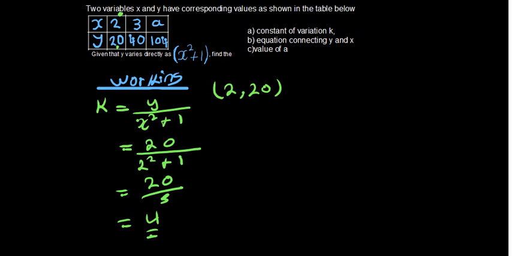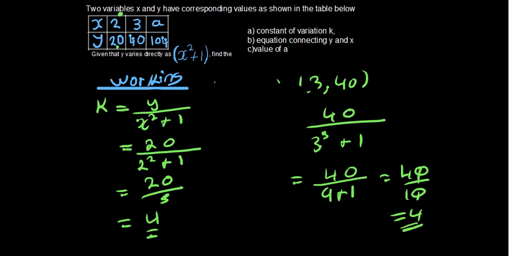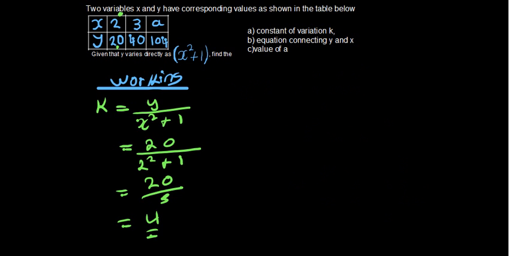And let's say we didn't get 2 comma 20. Let's say we got 3 comma 40. Let's see if we are still going to find a 4. So our value of y is 40, divided by 3 to the power 2 plus 1. So this is 40 divided by 9 plus 1, giving us 40 divided by 10. You're still going to find a 4. So basically our value of k we have found to be 4.